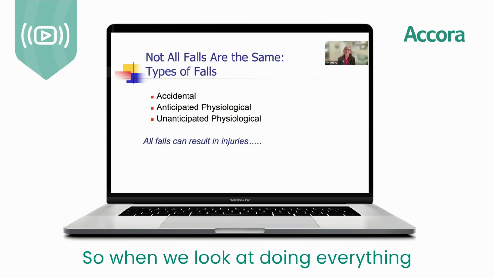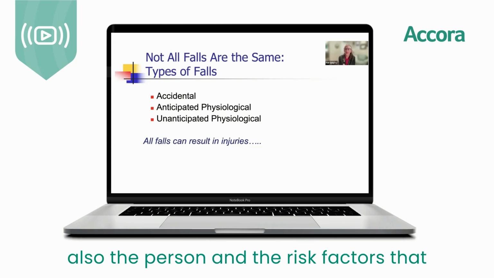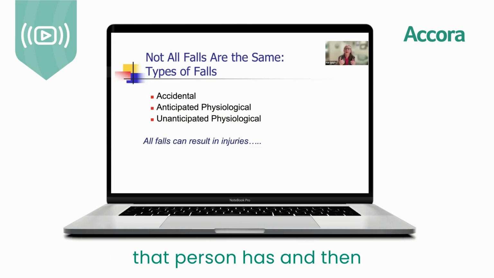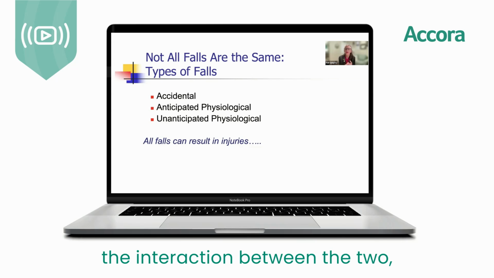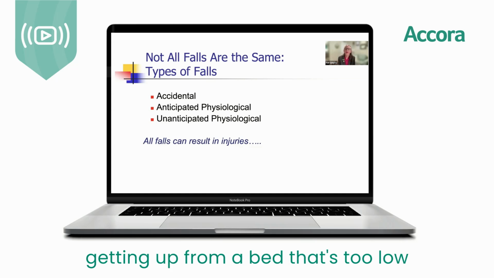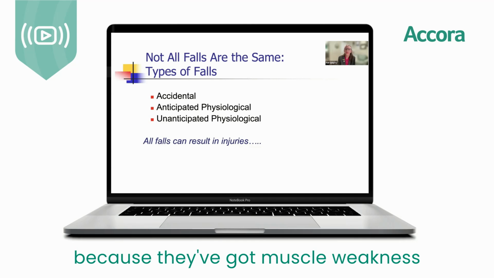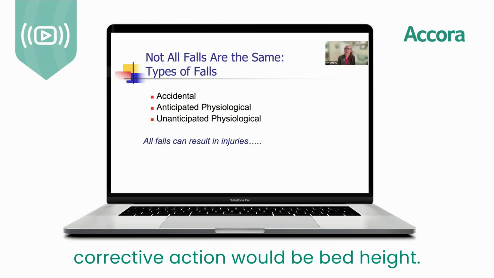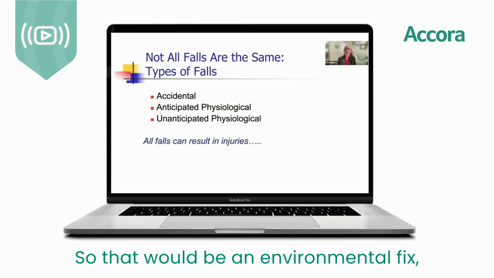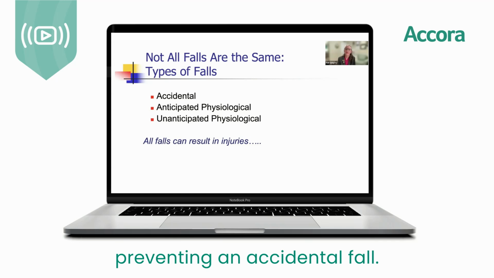So when we look at doing everything we can and getting clinical, it has to have a focus on the environment of care and also the person and the risk factors that that person has, and then the interaction between the two. Because you can have someone who has great safety awareness, great judgment, but if they're getting up from a bed that's too low and they can't manage that because they've got muscle weakness, they could fall, and the corrective action would be bed height.